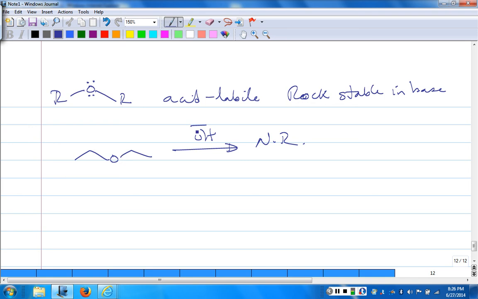Plus, I wouldn't have hydroxide attack the carbon because I'm going to lose the alkoxide. And alkoxide is a stronger base than OH minus, and alkoxides are terrible leaving groups. So I'm not going to get any chemistry at all. So ethers are rock stable in base. No protons are pulled off. I'm not going to have alkoxides as leaving groups. Ethers are rock stable in base.